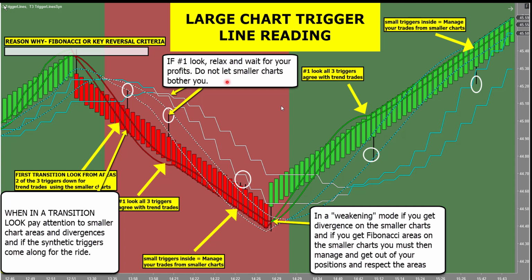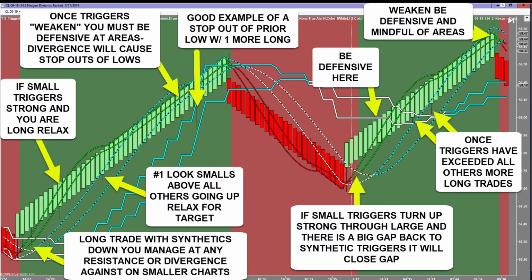If you're in a number one look, again, relax. You either get stopped out or you get your profit target. Don't let little things bother you when it's in a number one look. And then ultimately, when we're weakening or the small triggers are getting inside, we have to pay attention to divergence, Fibonacci areas, and pivot stop outs, because those are the things that will terminate the trend. Again, this is more of the same.